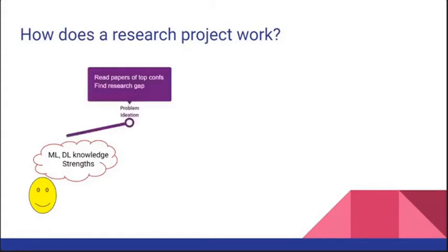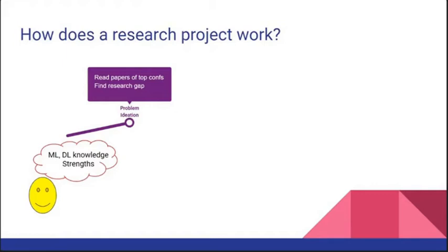Now, once you have the domain in mind, the first step of a research project is problem ideation. I will explain by taking an example. At the start, I mentioned this concept of hate speech detection. How do you come up with an idea like this? Suppose you have chosen, okay, I want to work on text. Now you have to come up with a problem idea.